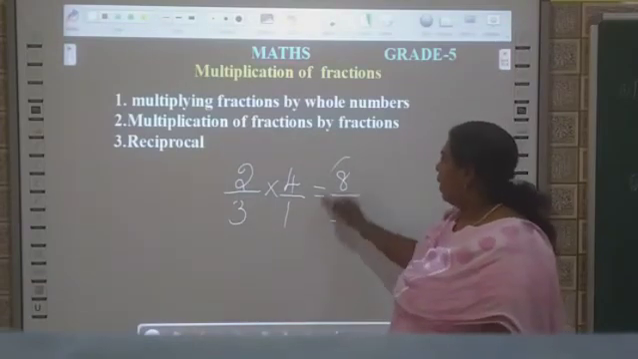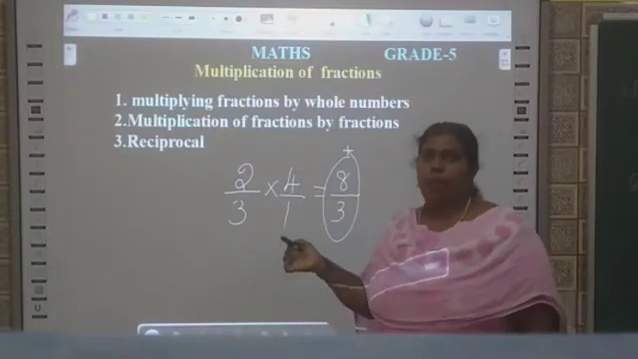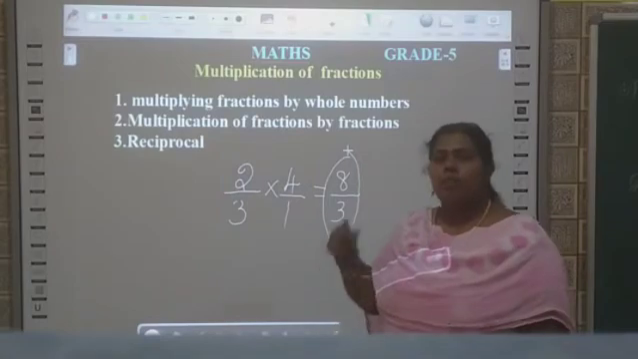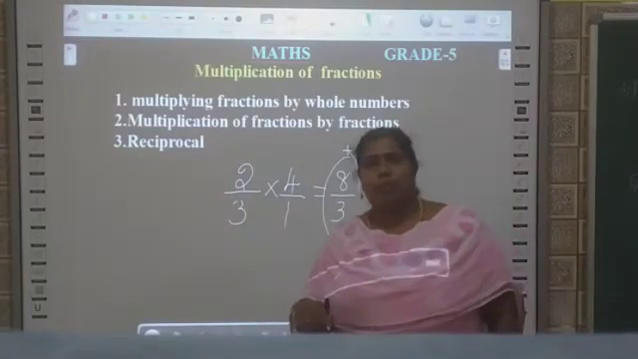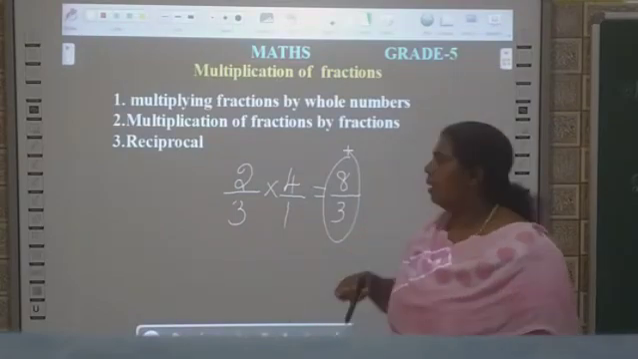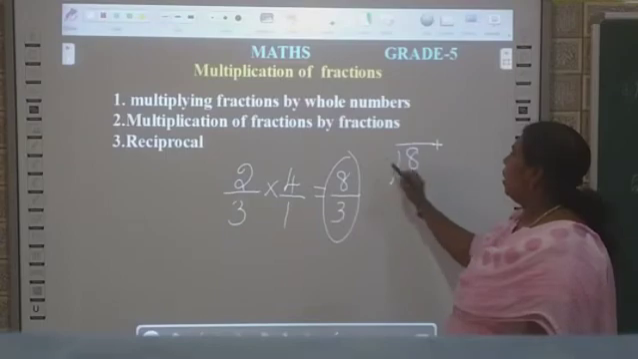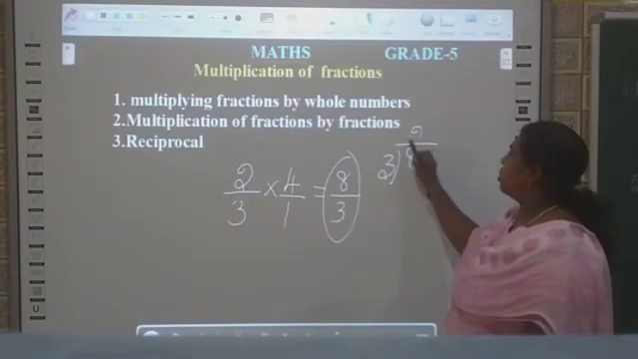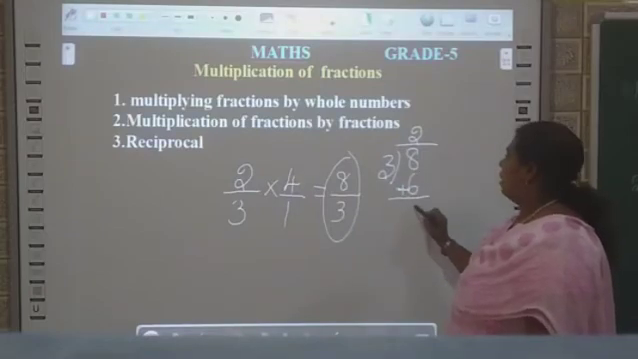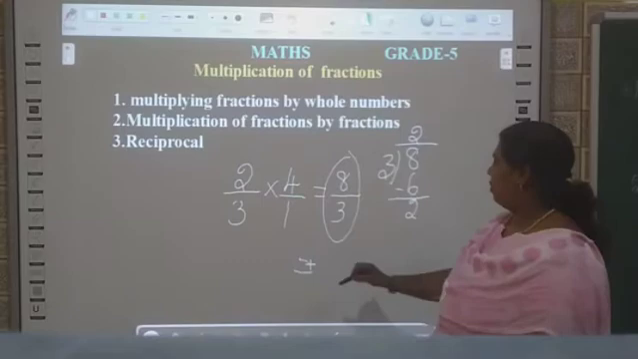Now is this fraction proper or improper? Improper fraction, isn't it? Because the numerator value is the greatest value. So for an improper fraction, what do we have to do? We have to convert it to a mixed fraction. How can we convert? 8 divided by 3. How many times? 2 times. 2 times 3 is 6. 8 minus 6 is 2. So what is the mixed fraction?